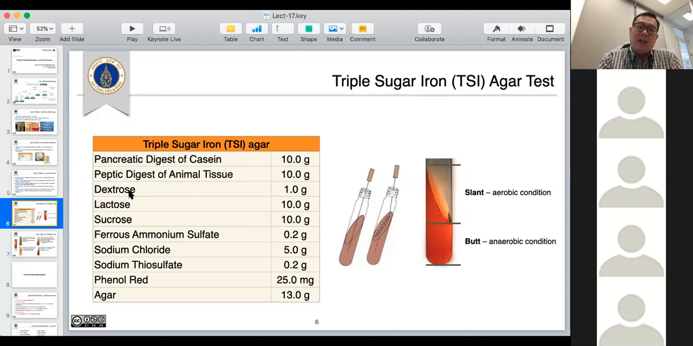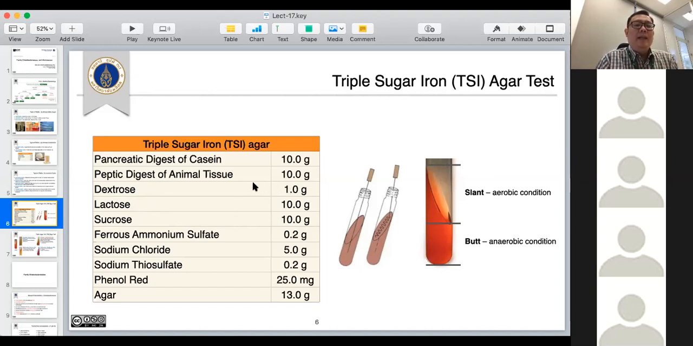When bacteria digest dextrose with a dextrose hydrolysis enzyme, they generate glucose. But we put in dextrose at only 1 gram, so little, and a lot of lactose and sucrose, 10 grams each. So bacteria can grow on glucose. Most bacteria prefer glucose. They use up just 1 gram of glucose quite quickly.